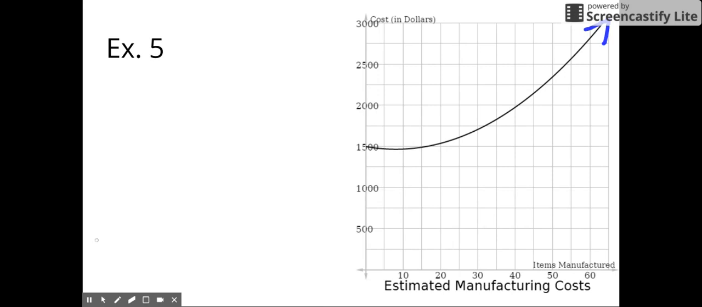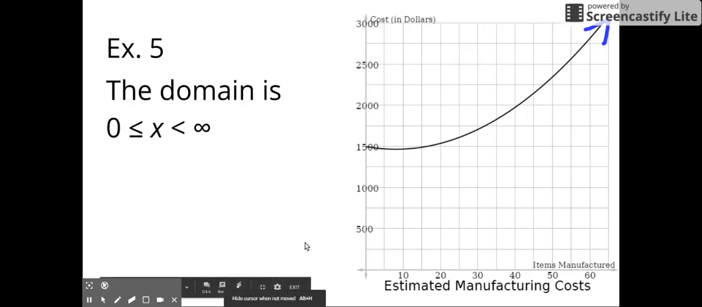And so we know that our domain is going to be from 0 to some number. And it's possible to manufacture more than 65 items, even though we don't see it. So theoretically, we have an arrow right here. However, that arrow makes it seem like we can make as many items, like an infinite amount of items, right? Which isn't necessarily realistic, but we don't know the cutoff for this item. So with the information that's given, the domain is going to be from 0 to infinity, including the 0 and not including infinity.